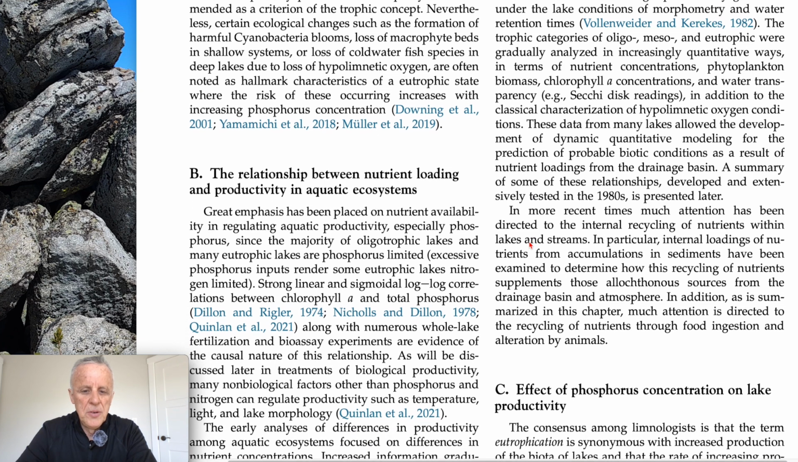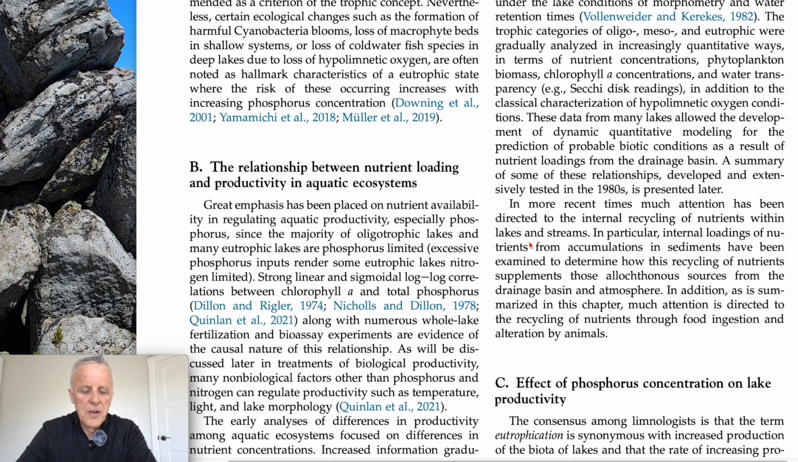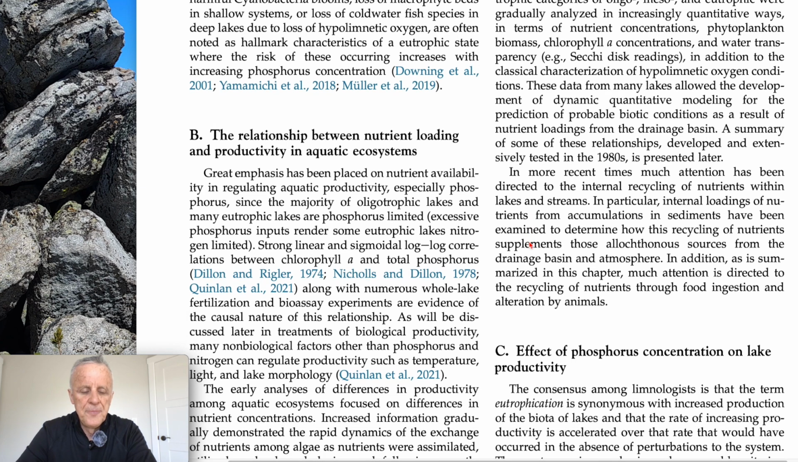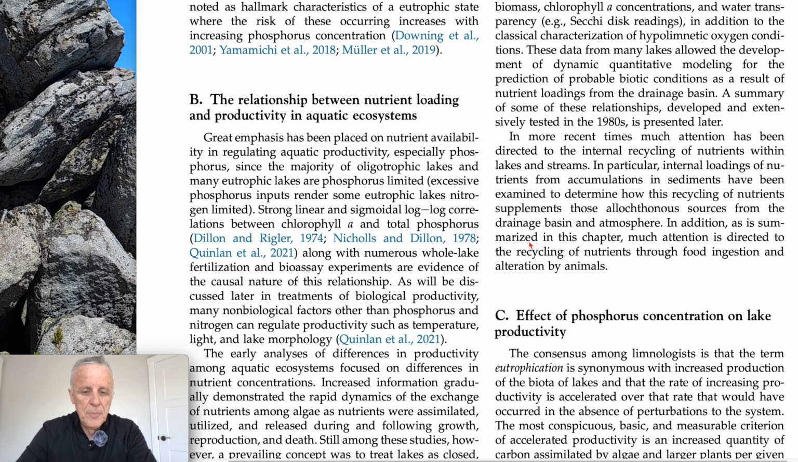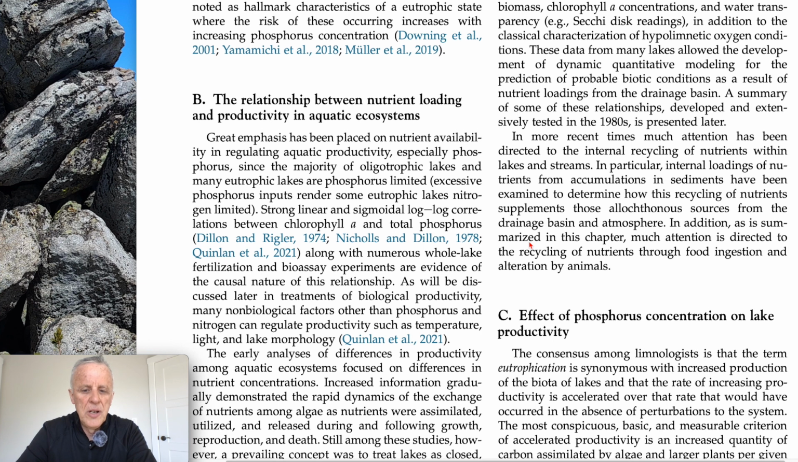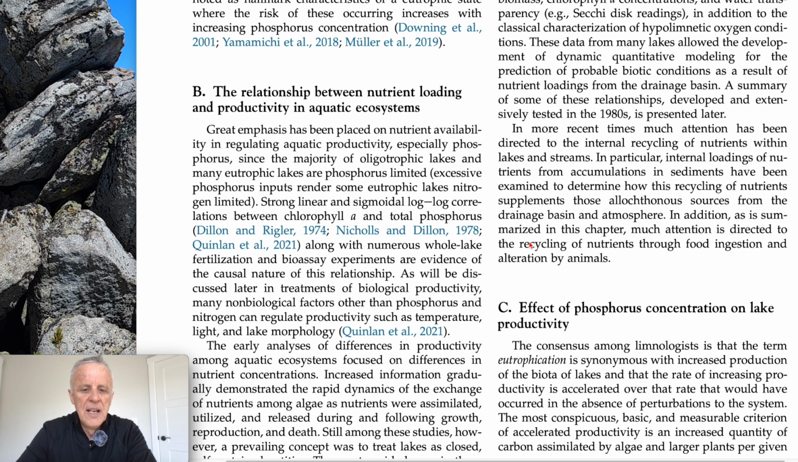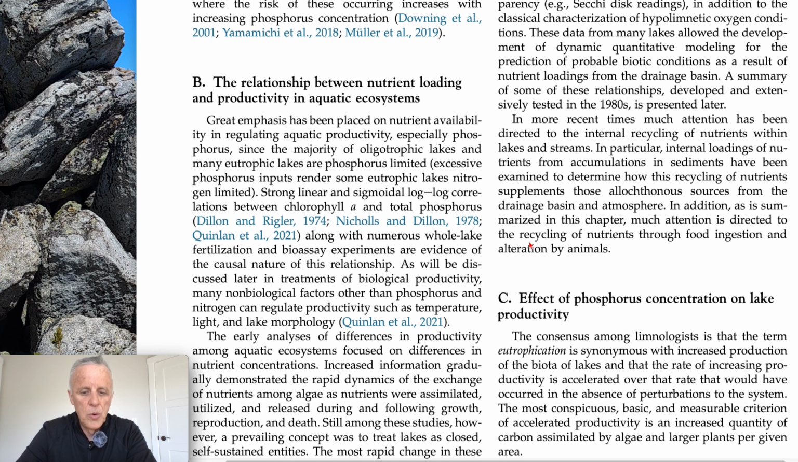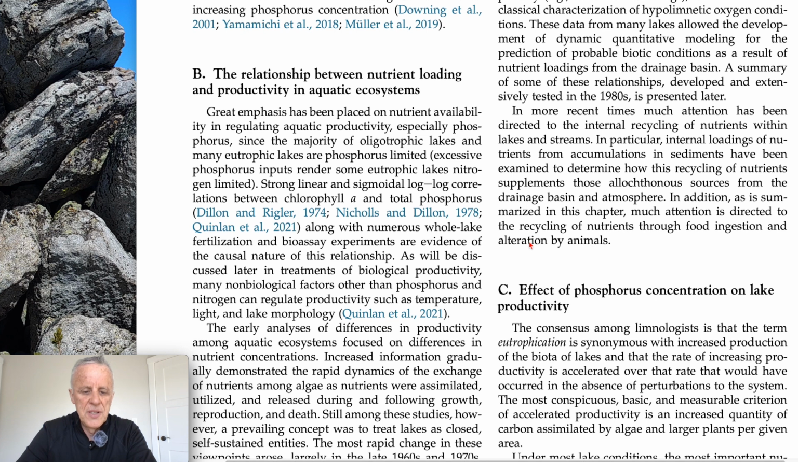The relationship between nutrients, loading, and productivity in aquatic ecosystems. Great emphasis has been placed on nutrient availability in regulating aquatic productivity, especially phosphorus, since the majority of oligotrophic lakes and many eutrophic lakes are phosphorus limited. Strong linear and sigmoidal log-log correlations between chlorophyll A and total phosphorus, along with numerous whole lake fertilization and bioassay experiments, are evidence of the causal nature of this relationship.